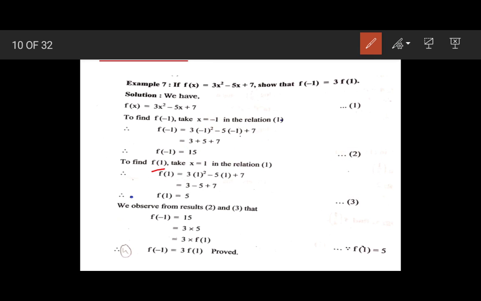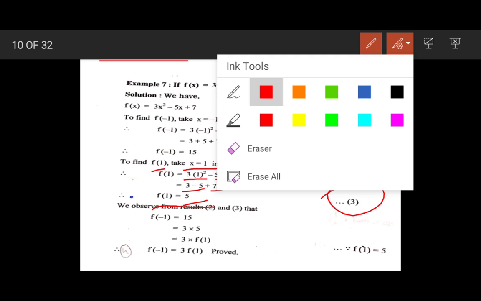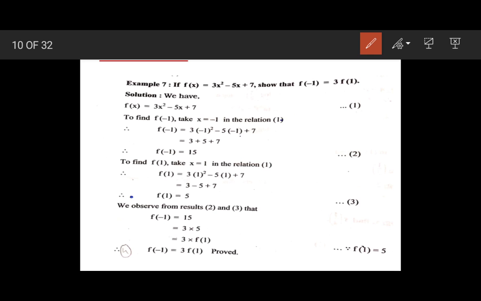Then f(1). To find f(1), I have to replace x by 1. So f(1) will be 3 into 1² − 5 into 1 + 7. So 1² is 1. So 3 into 1 is 3, minus 5 into 1 is 5, plus 7. So that is equal to 5. Now f(1) = 5 is equation 3.